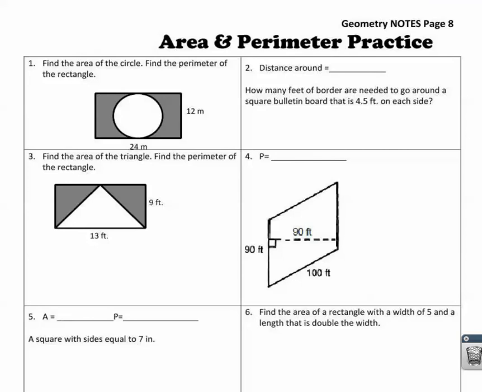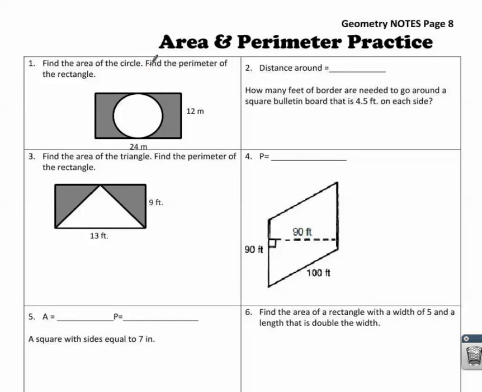Today we're going to be talking about area and perimeter along with area and perimeter of complex shapes. In the first example, find the area of the circle and find the perimeter of the rectangle. So this is a shape within a shape, and you've got to pay attention to what's given to you.